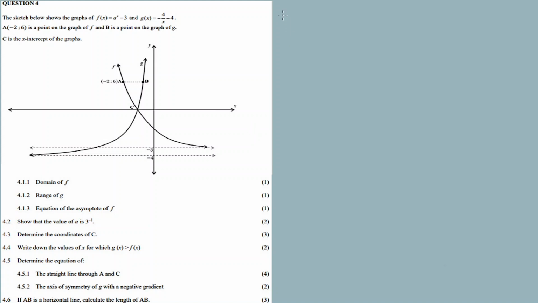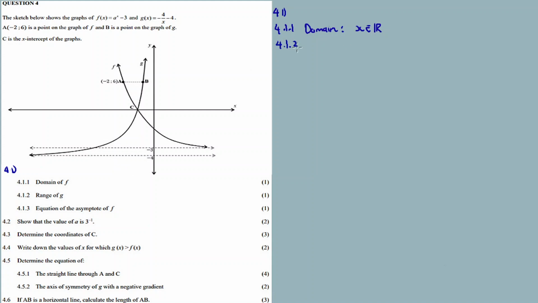Now, 4.1. This is 4.1.1, determine the domain of f. Now we want the domain of f. Since f is an exponential function, the domain for an exponential function is always x element of real numbers.